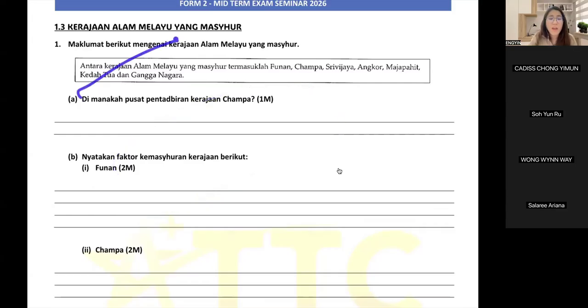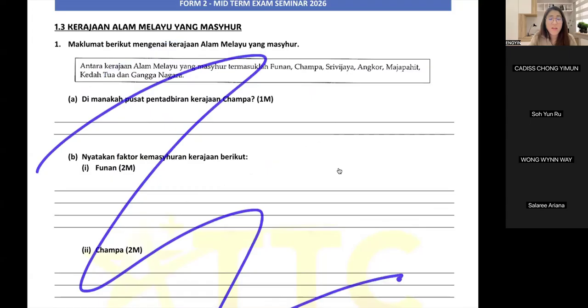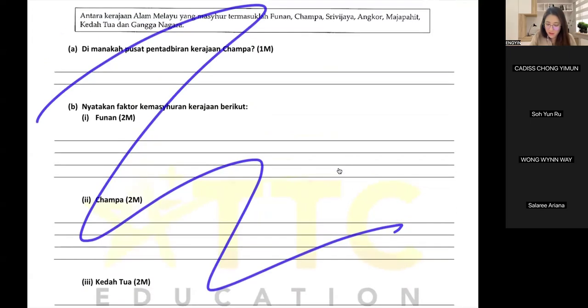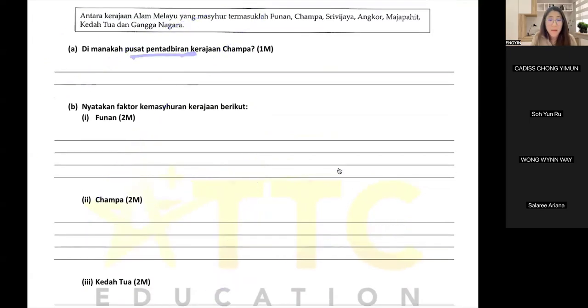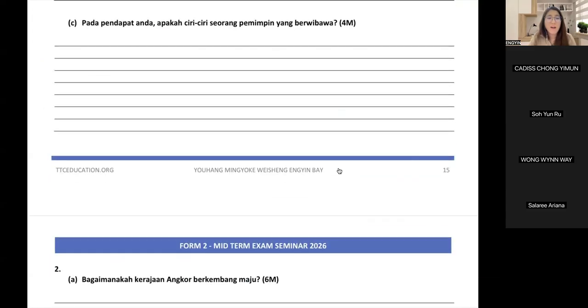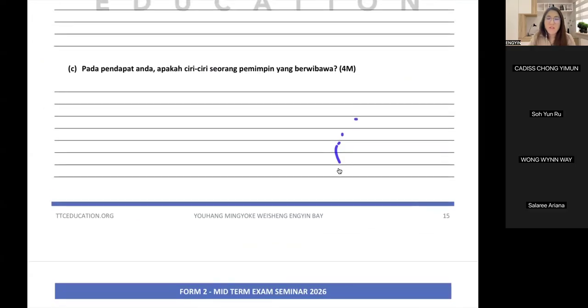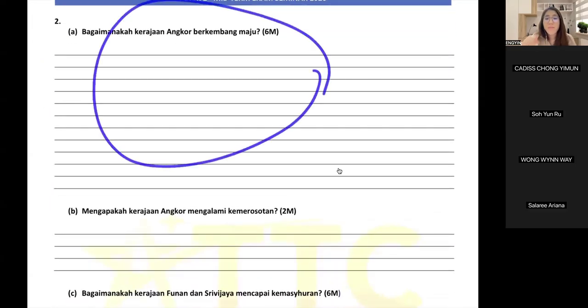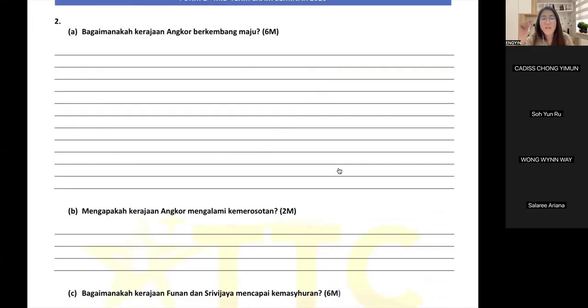Now for 1.3 here, I'm not going to do this question because it's very direct. They're asking you where is the government center and why they are so famous, for Champa, Funan, and Srivijaya. This one is straightforward. I want to do essay. Essay is the one that people always cannot answer.